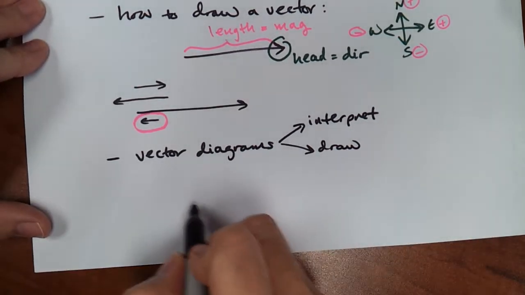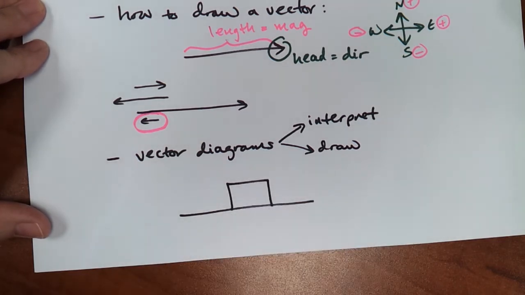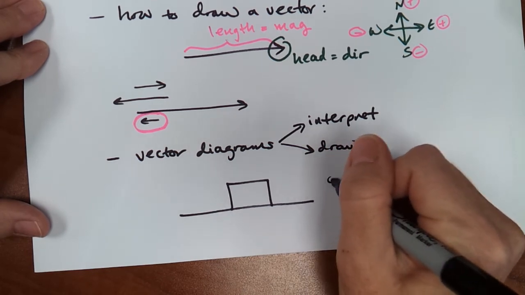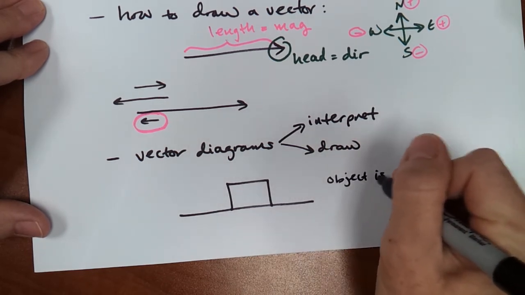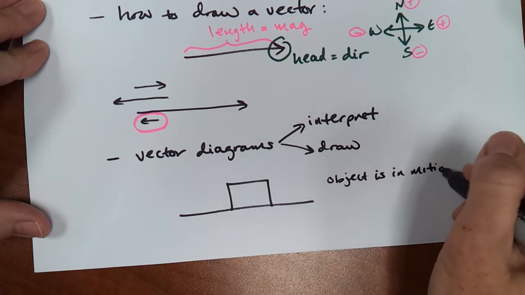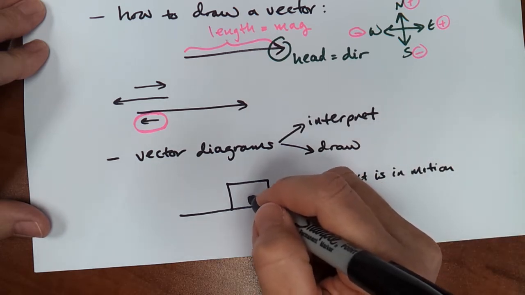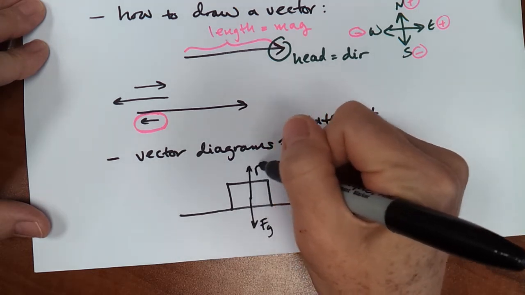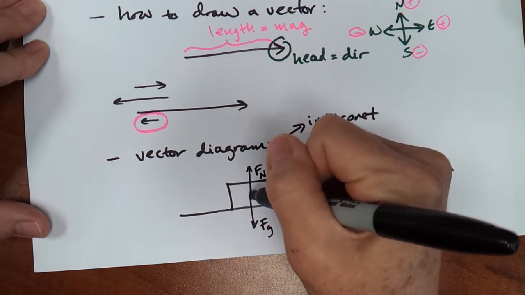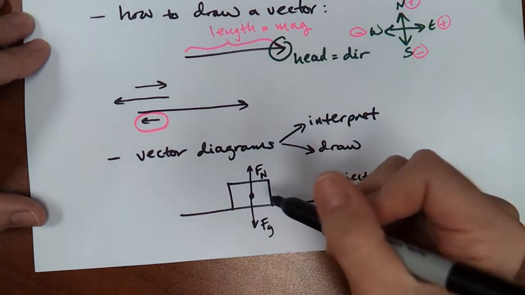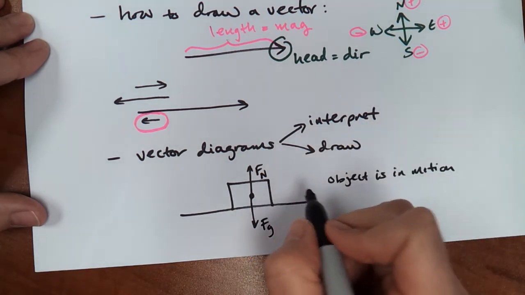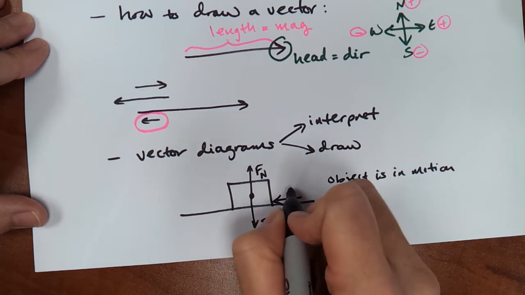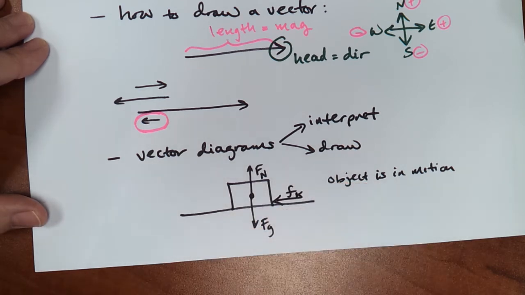So if I draw something like this, and I say that the object is in motion, and I have gravity force balanced out with the normal force, right? Because it's not levitating and it's not rising up, so these forces have to be equal. And then I draw in a vector like this, and I label it like that.